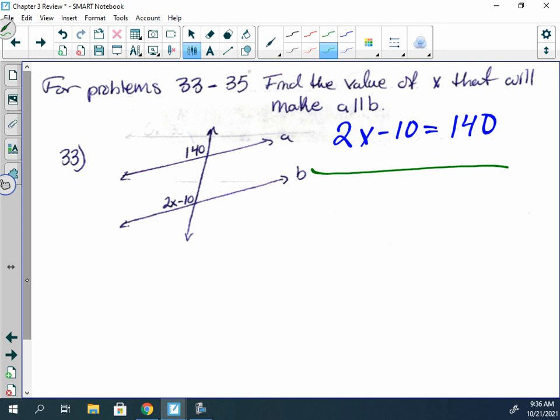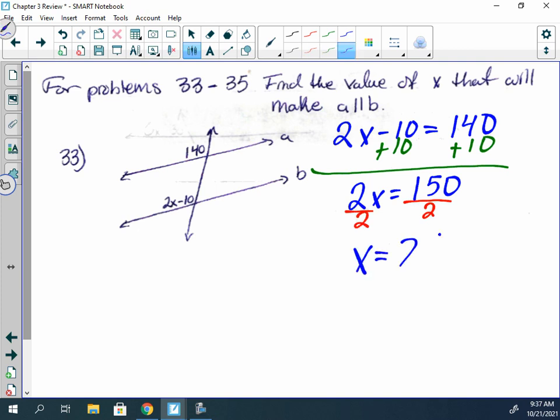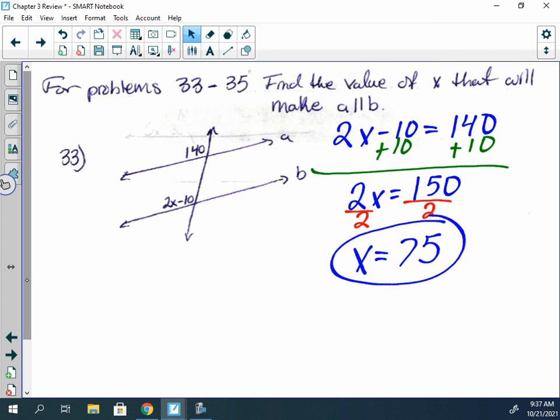Well, we can add 10 to both sides, which will tell us that 2x is equal to 150. And lastly, we would divide by 2, which tells us x is equal to 75. So when x is 75, these two lines would be parallel.